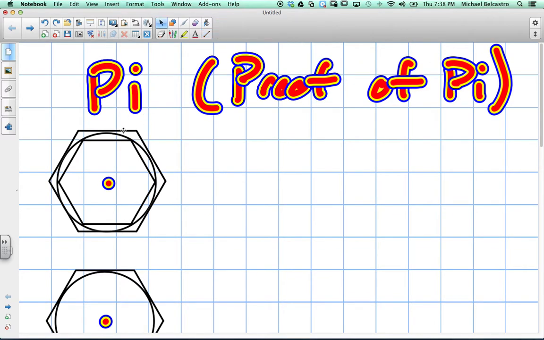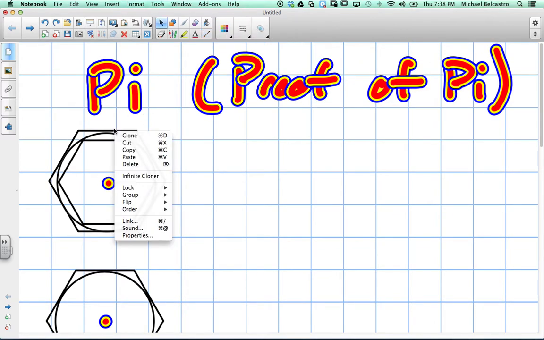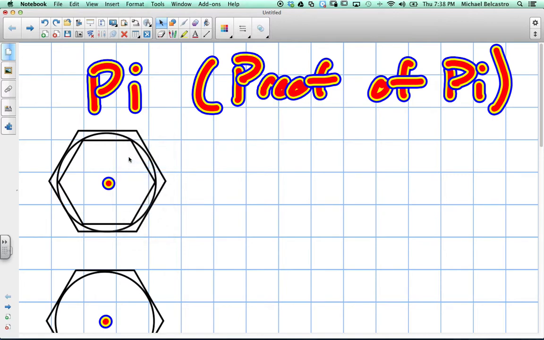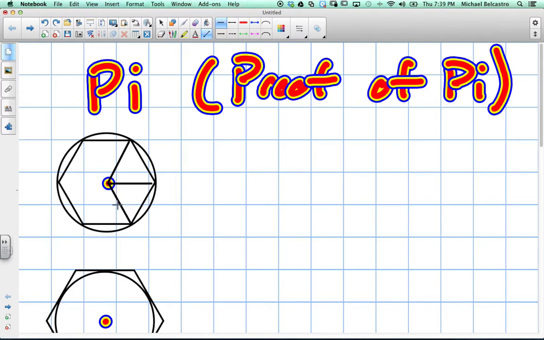So I've actually split them, and I'm going to get rid of the outside one right now. Oops, wrong button. Okay, so let's get rid of that one. So what we're going to do is essentially, because this is a regular hexagon and these are touching the inside of the circle, all of these distances are equal to the radius of the circle.